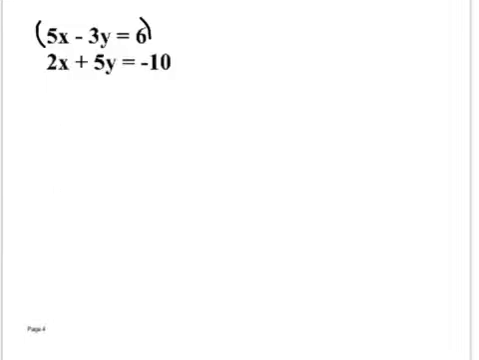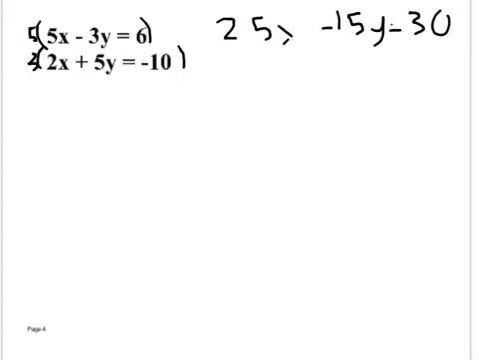You're gonna have to multiply one of them by 3, but not the top one. Right? We want to make this 15y, don't we? So they cancel each other out. Does that make sense? So what do I need to multiply the top one by? 5. What do I need to multiply the bottom one by? 3. Okay. So 5 times 5, we have 25x minus 15y equals 30.